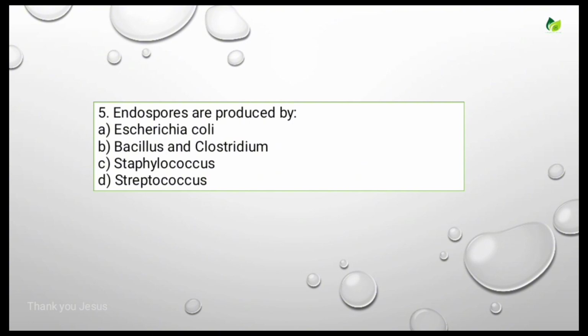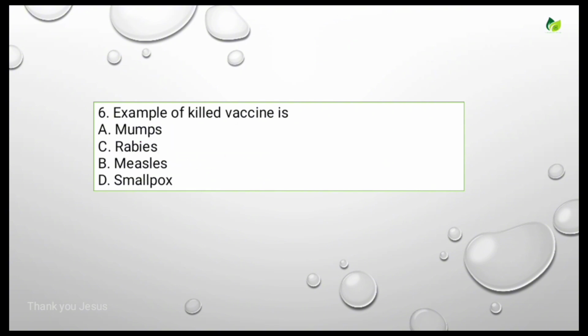Endospores are produced by. Options are Escherichia coli, Bacillus and Clostridium, Staphylococcus and Streptococcus. So endospores are produced by Bacillus and Clostridium. Let's see the next question.